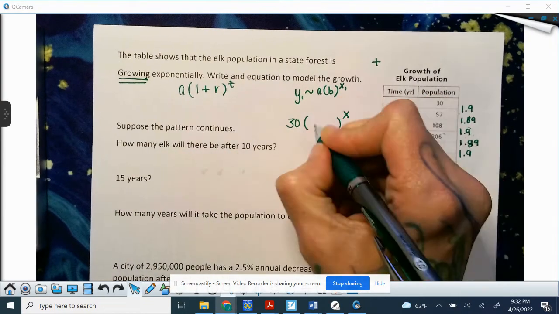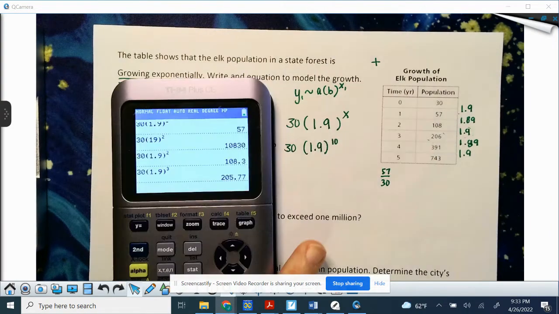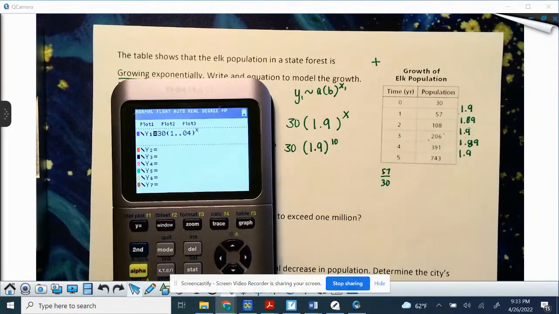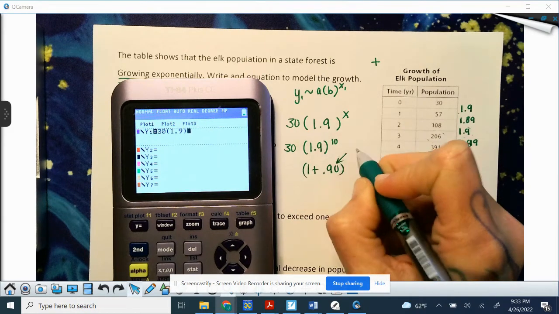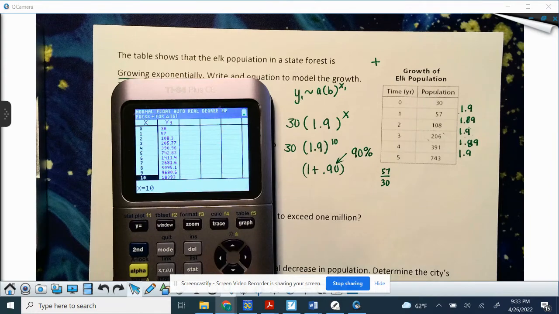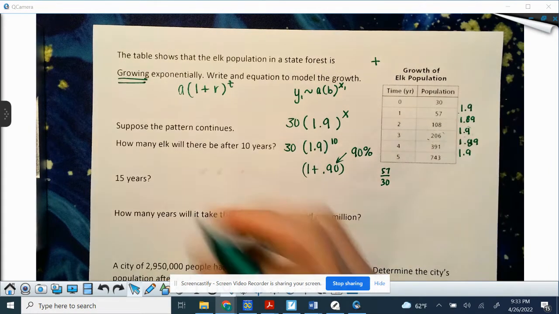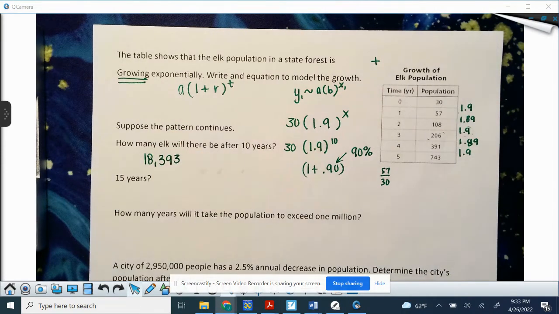So that means this is a 1.9. So I'm going to do 30 times 1.9 to the 10th power. Or again, put it in as 30 times 1.9. It's a 90% growth. Whoops, 30 times 1.9, because that's 1 plus 0.90. And remember, as a percentage, that's a 90% growth. They're doing a great job at growing there. Raise it to the x power, and we're going to end up getting our table. Go down to 10, and it's 18,393. So you can, again, go to Desmos and use the table there, and then write in the function, which is right here.